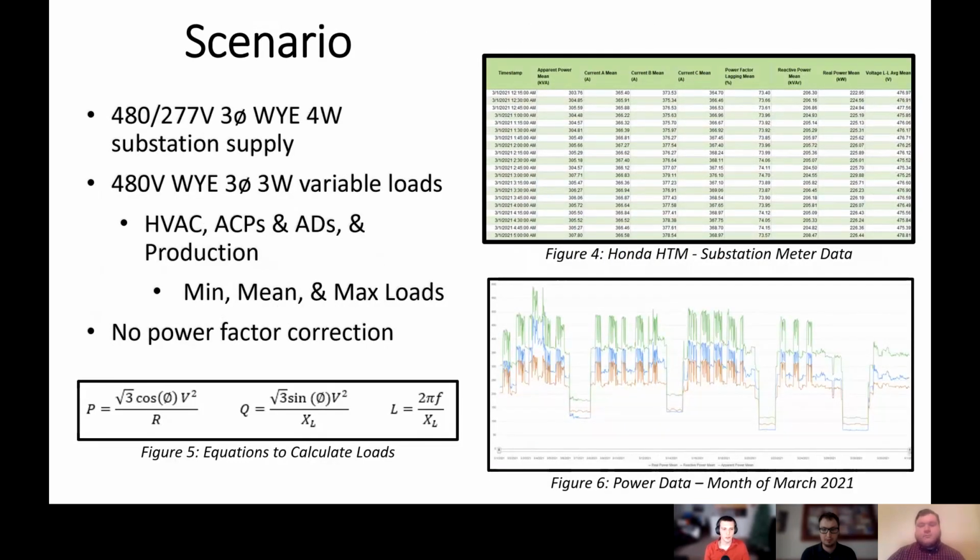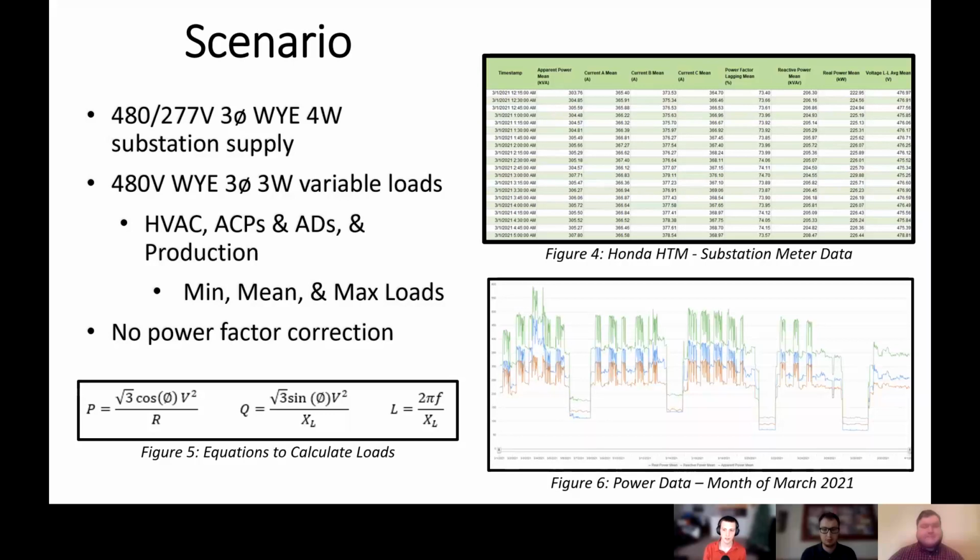Scenario. We modeled our system after the Honda substation, like we mentioned prior. This is a 480/277 volt, 3-phase Y, 4-wire substation. Now the neutral is grounded and is not used at all, so it's really just 480 volt, 3-phase. And so the load is 480 volt Y, 3-phase, 3-wire loads. And these are considered variable loads because it is HVAC equipment, air compressors, air dryers, and production equipment. And these all depend on the time of day, time of month, what shift is running, shutdown, whatever.